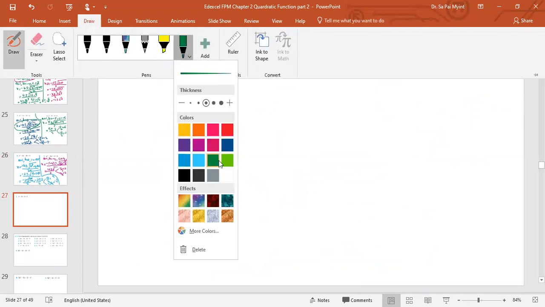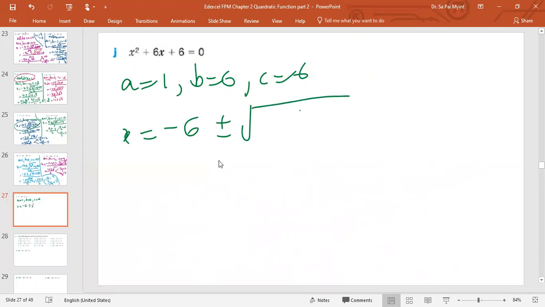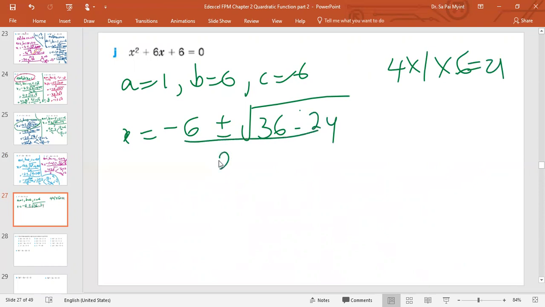You can find here A equal to 1, B equal to 6, C equal to 6. So what do you get? X equal to negative B, negative 6, plus or minus square root of B square, 6 square. What do you get? 36 minus 4AC. What is 4AC? 4 into 1 into C is 6. What do you get? 24. So minus 24, divided by 2A, which is 2 into 1.